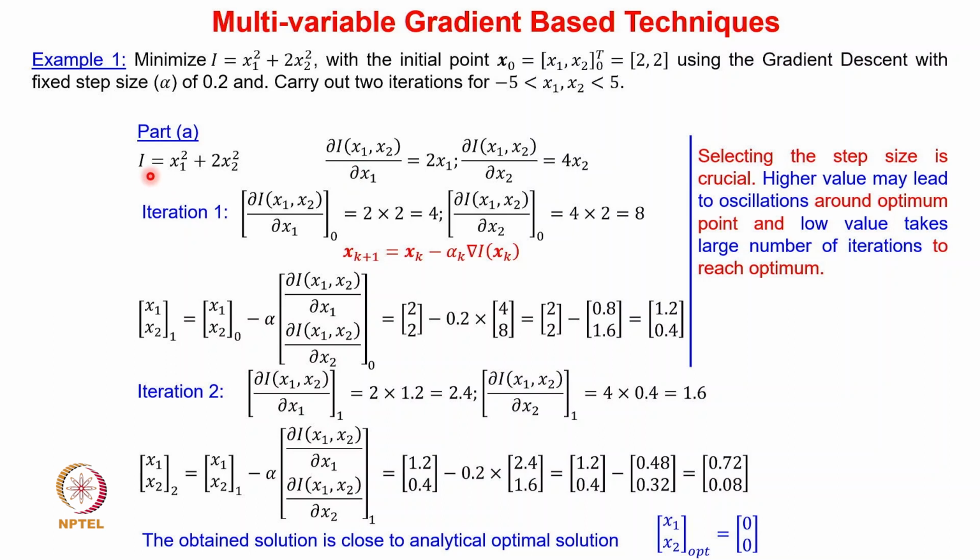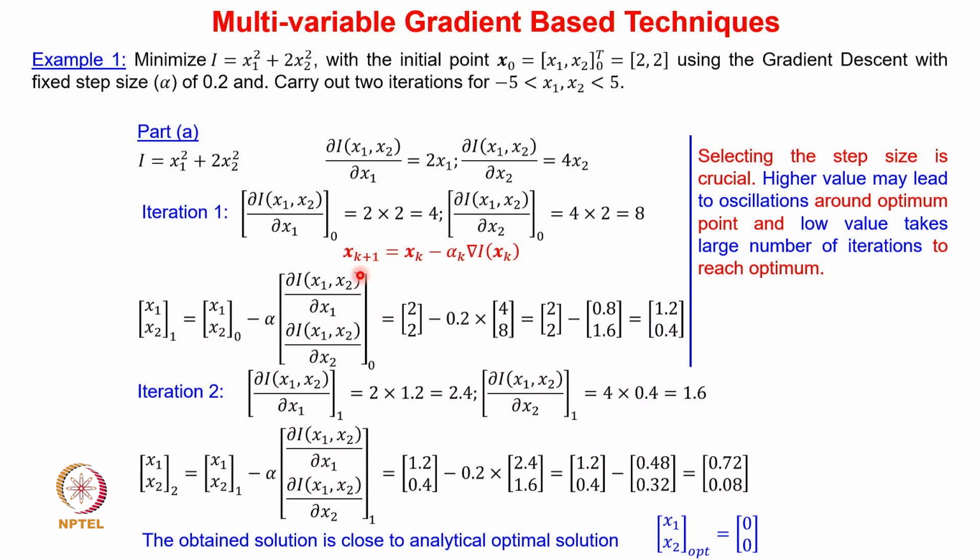We have to find the derivative of this particular function. So dou I by dou x1 and dou I by dou x2 come out to be 2x1 and 4x2. I can find dou I by dou x1 and dou I by dou x2 at the initial point 2, 2. So we put these initial values of x1 and x2 here, and dou I by dou x1 comes out to be 4 and dou I by dou x2 comes out to be 8. Then we can put these gradient values in the gradient descent equation: xk plus 1 is given as xk minus alpha k del I xk. Remember this bold letter is nothing but the vector, isn't it? So it is nothing but x1, x2 at the first iteration.